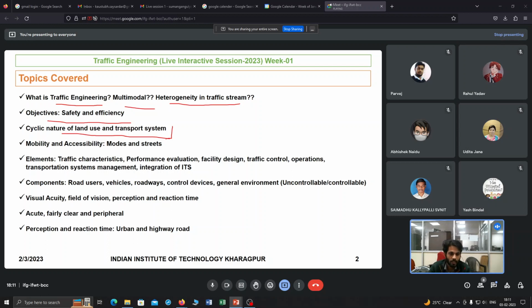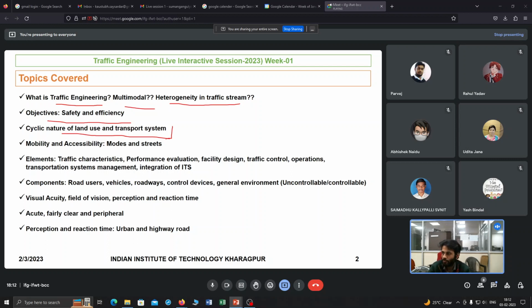Then the accessibility. Suppose you have a parcel of land, or suppose you have a bus stop that is not accessible, right? Maybe the roads are bad wherever you are staying, so it is not directly accessible to this bus stop. So how do you access that bus stop? Once you access the bus stop, only then can you ride the bus, right? So accessibility is another objective of the transportation systems.